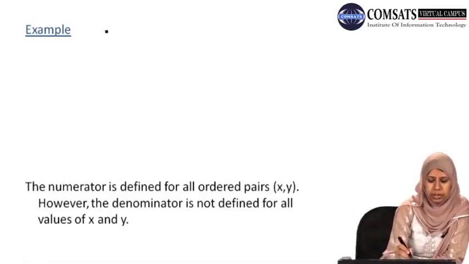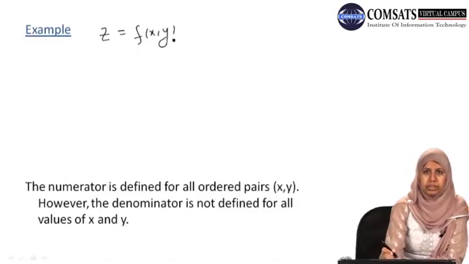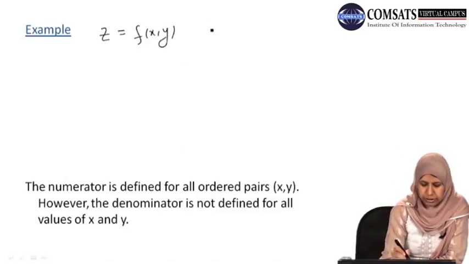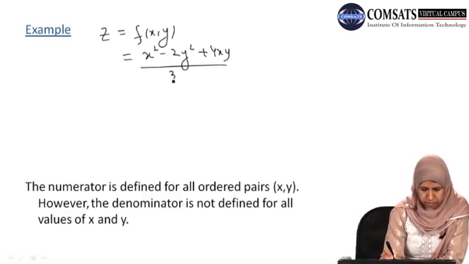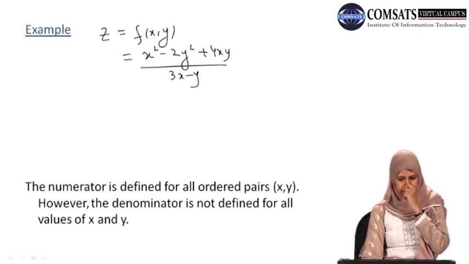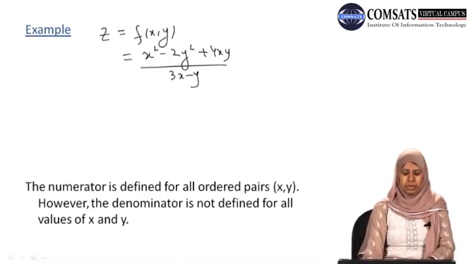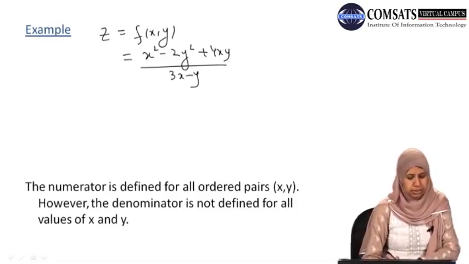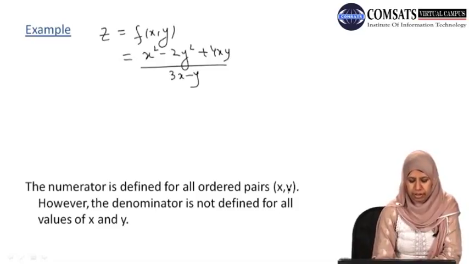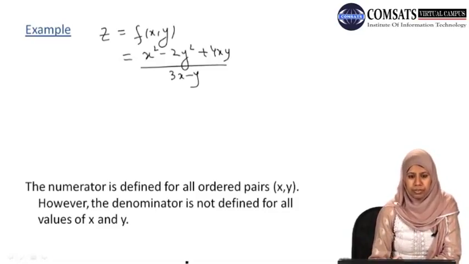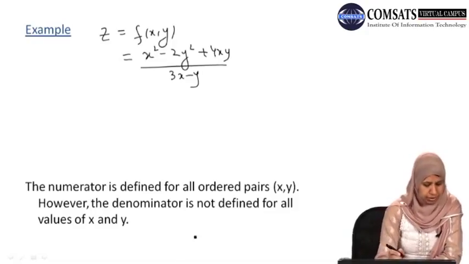Let us consider one more example. When we have z equals f of x, y, which is given as x square minus 2y square plus 4xy over 3x minus y. So in this case, the numerator is defined for all ordered pairs x and y, but the denominator is not defined for all ordered pairs x and y.